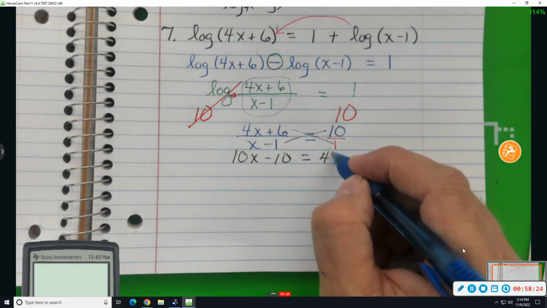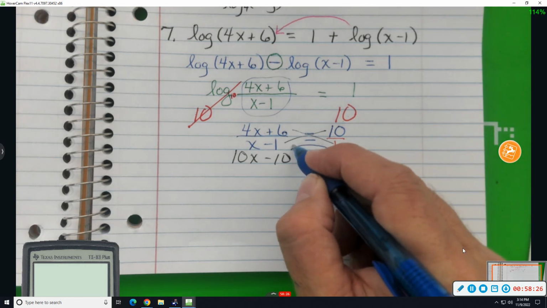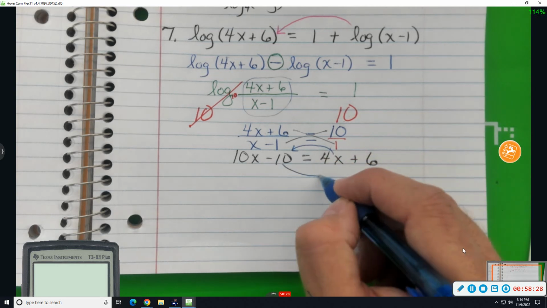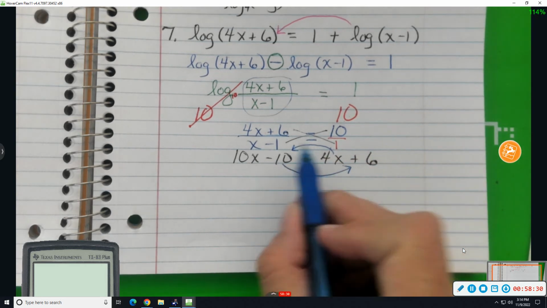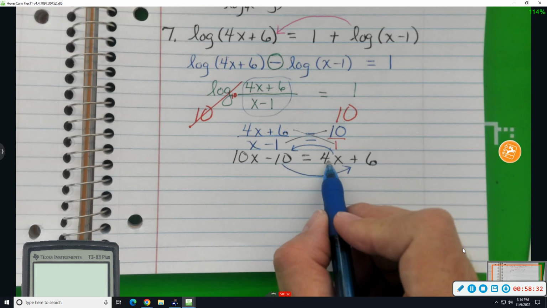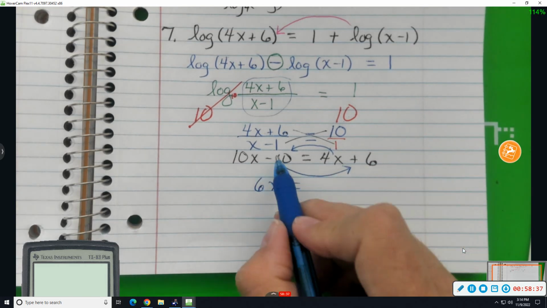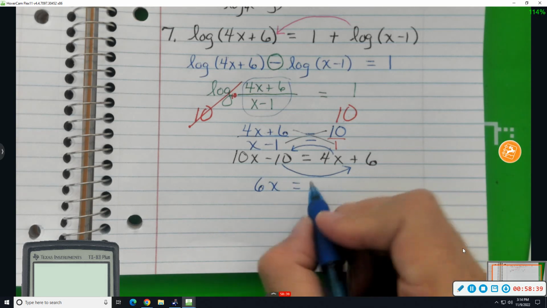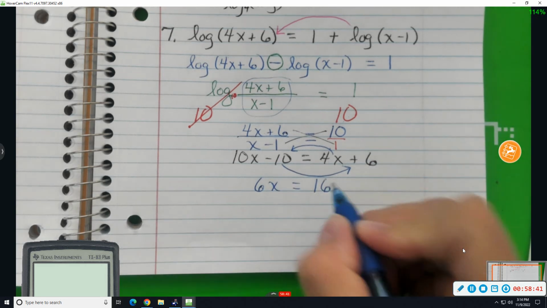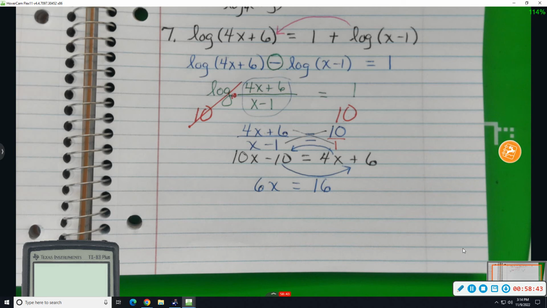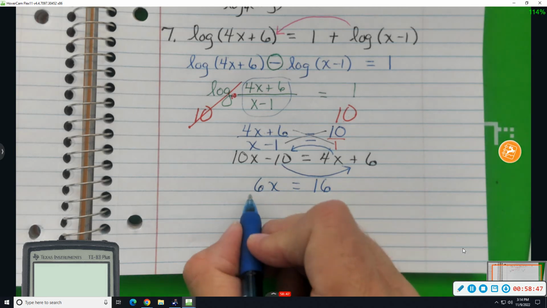Now, I'll isolate the x by subtracting the 4x. 10x minus 4x is 6x. 10 plus 6, is that a 16? Then divide both sides by 6.